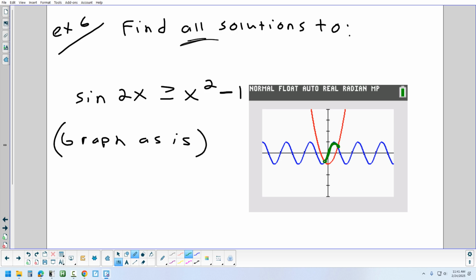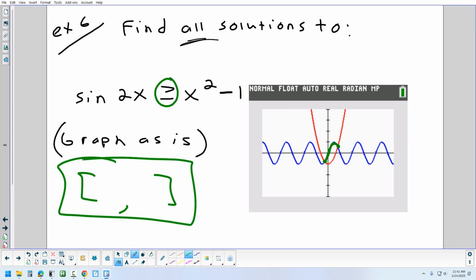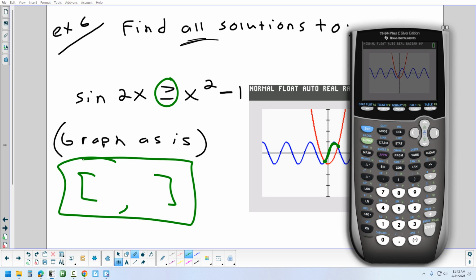So can we include the left endpoint? Yes, because it says it can equal. And can we include the right endpoint? Yes, there's no asymptotes. We're not on the edge of the window. So when we write our interval, that's what it's going to look like. Okay, we just have to find each of the numbers.